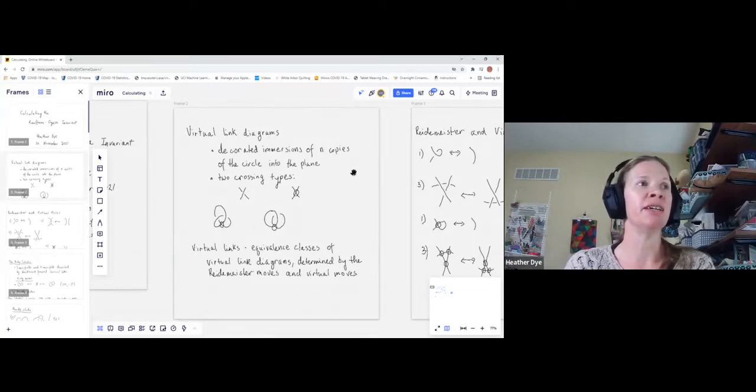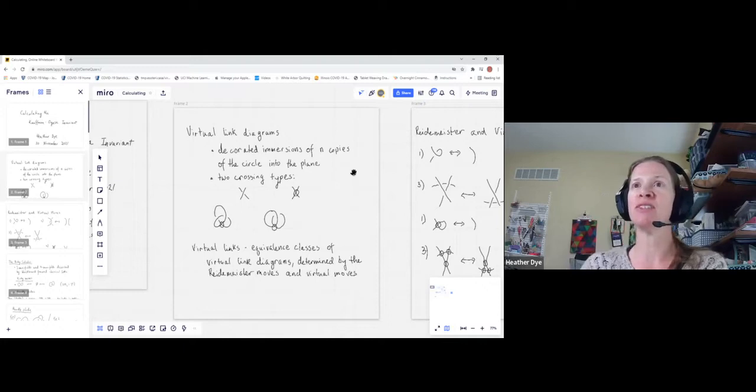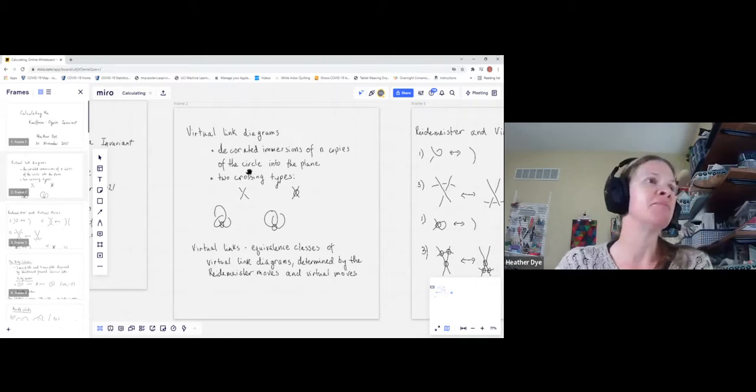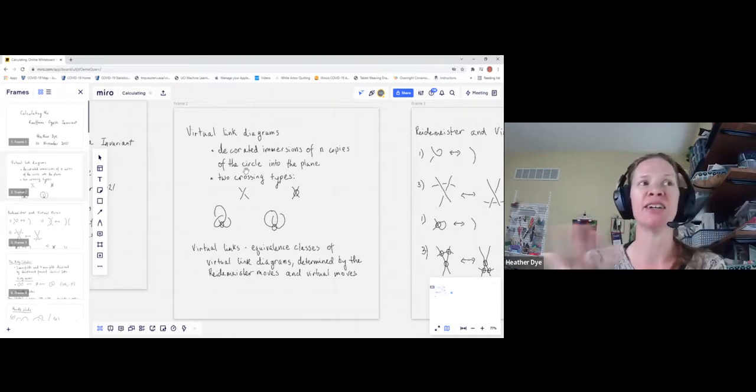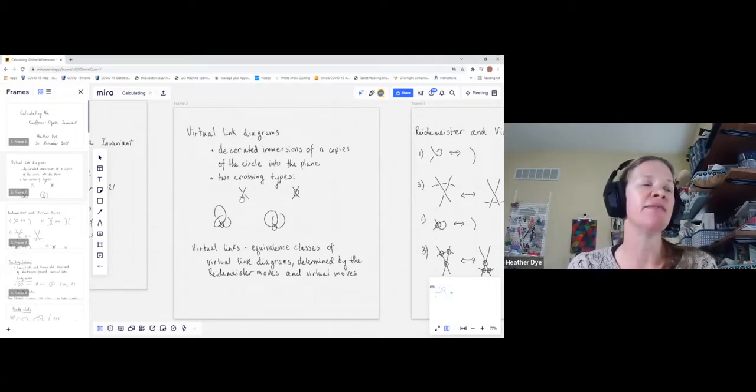So we've been looking at virtual link diagrams, and a virtual link is a decorated immersion of n copies of the circle in the plane. We'll have the two crossing types that you're all familiar with. And one point of view that you can take is that virtual links are equivalence classes of diagrams determined by the Reidemeister moves and the virtual moves.